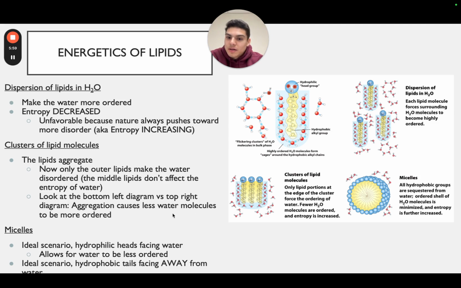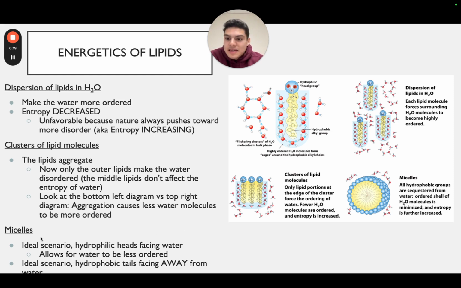If you look at the bottom left versus the top right, the aggregation causes fewer water molecules to be ordered. And so it's going to favor this, because if we have the lipid already introduced into a water solution, this is going to be super unstable. This is unstable too, but it's a little bit more disordered, if that makes sense. So the universe wants that.